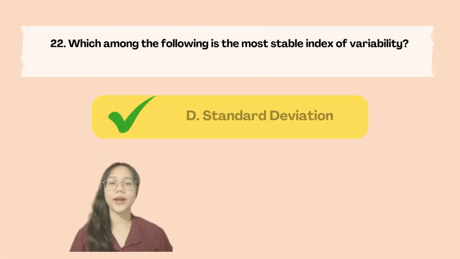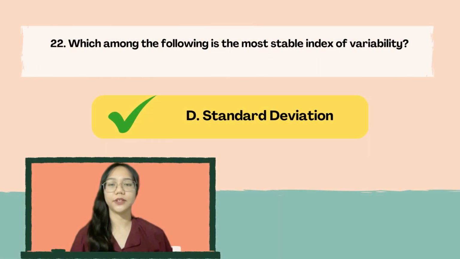The correct answer is D, standard deviation. The question asks for the most stable index of variability. To answer that, we need to know what variability and stable mean. Variability means how spread out or different the scores are. A stable index means it gives a consistent and reliable result even if the data slightly changes. The correct answer is standard deviation because it uses all scores, measures how far each is from the mean, and gives the most reliable and stable picture of variability.